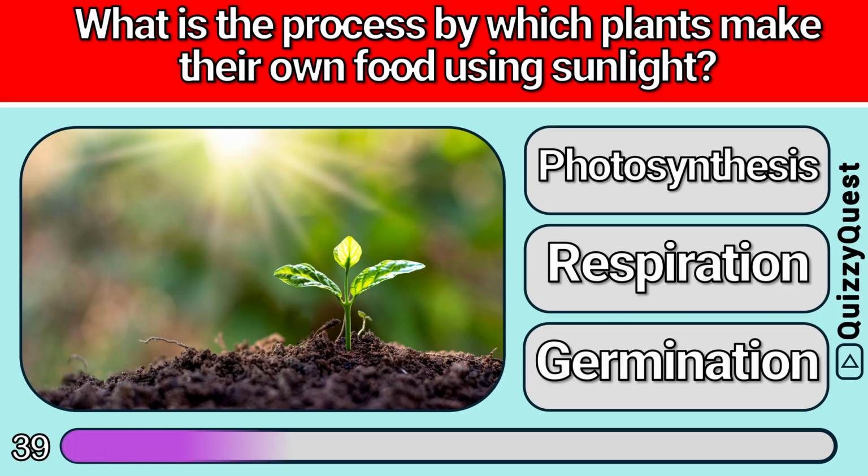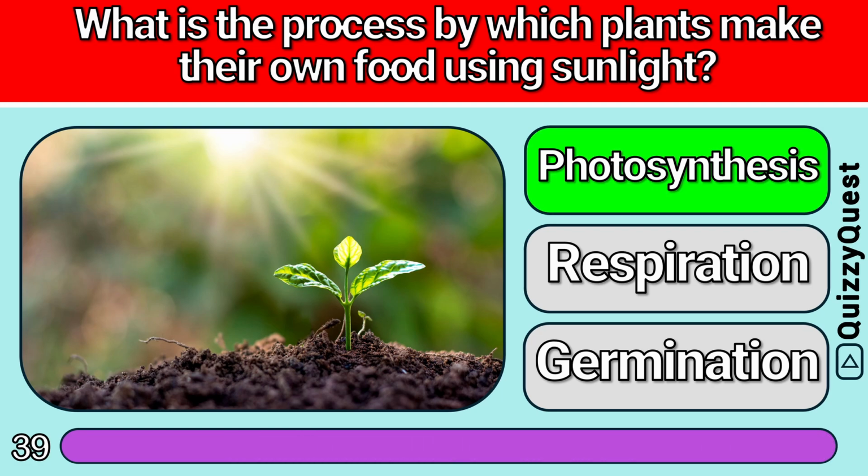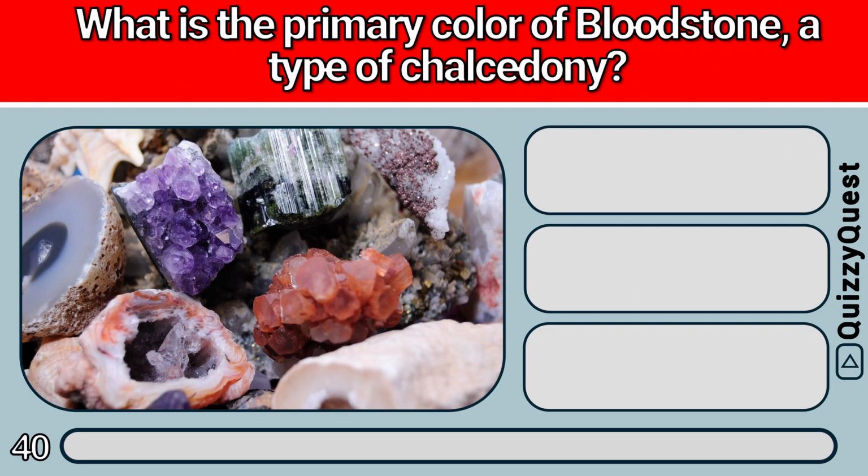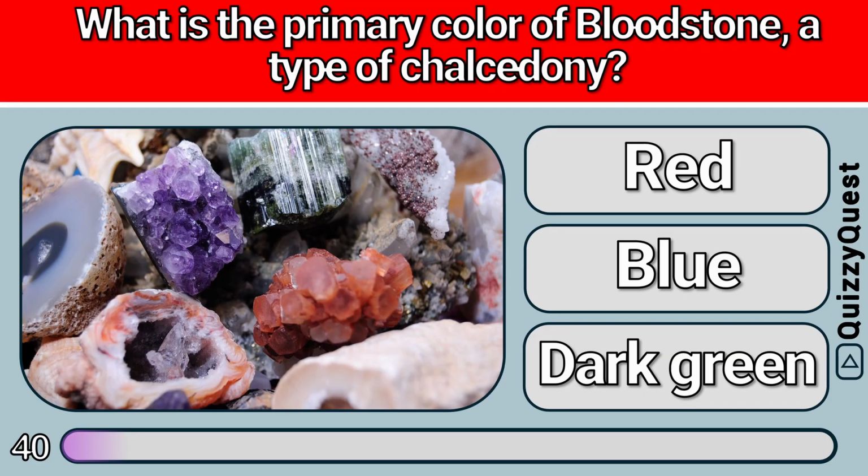Is it A, photosynthesis, B, respiration, or C, germination? It is A, photosynthesis. What is the primary color of bloodstone, a type of chalcedony? Is it A, red, B, blue, or C, dark green? It is C, dark green.